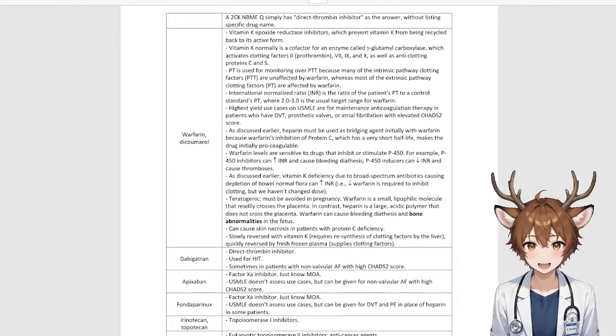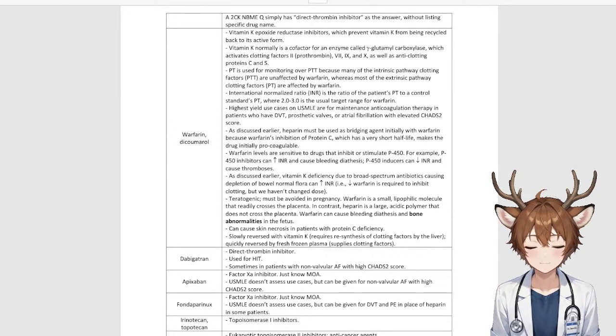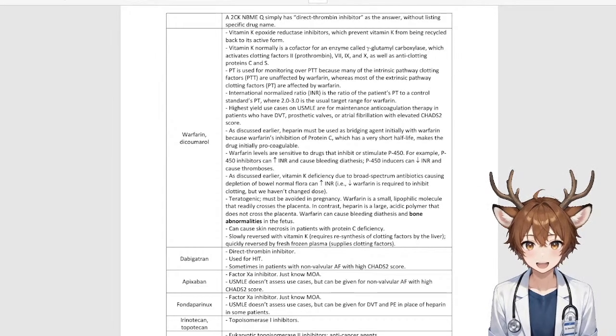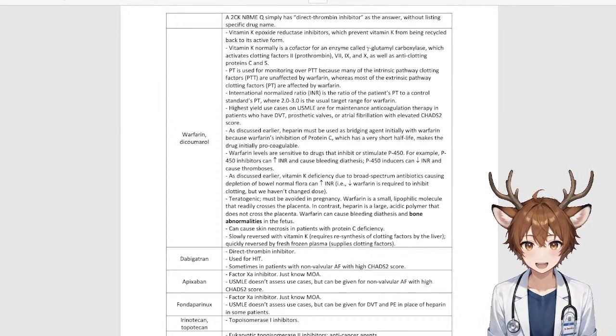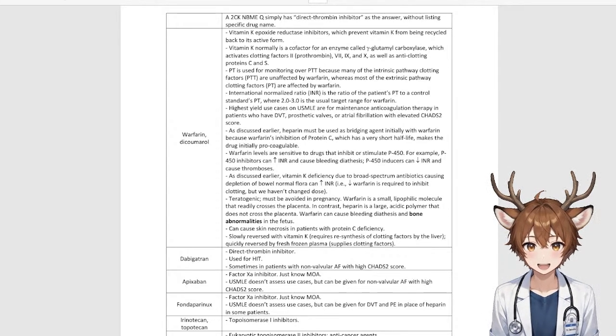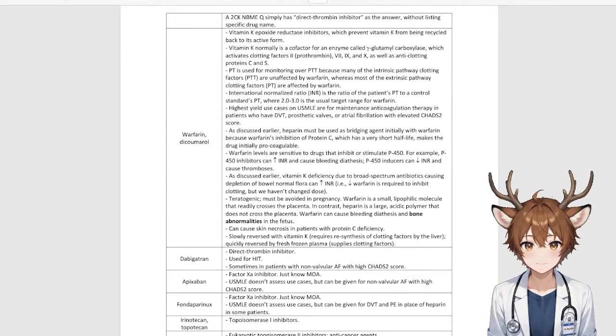Warfarin, dicumarol. Vitamin K epoxide reductase inhibitors, which prevents vitamin K from being recycled back to its active form. Vitamin K normally is a cofactor for an enzyme called gamma-glutamyl carboxylase, which activates the clotting factors 2 (prothrombin), 7, 9, and 10, as well as anti-clotting proteins C and S. Remember, 2, 7, 9, 10, and C and S.